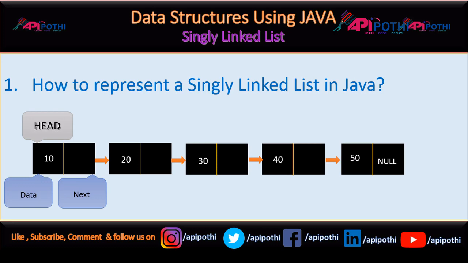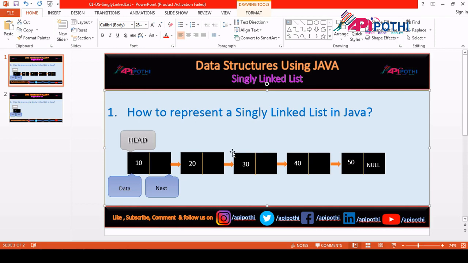In this pictorial representation, we have a total of 5 nodes and all the nodes are interconnected with each other. The first node has the data 10, this is called data, whereas the value of next is nothing but the address of the next node.